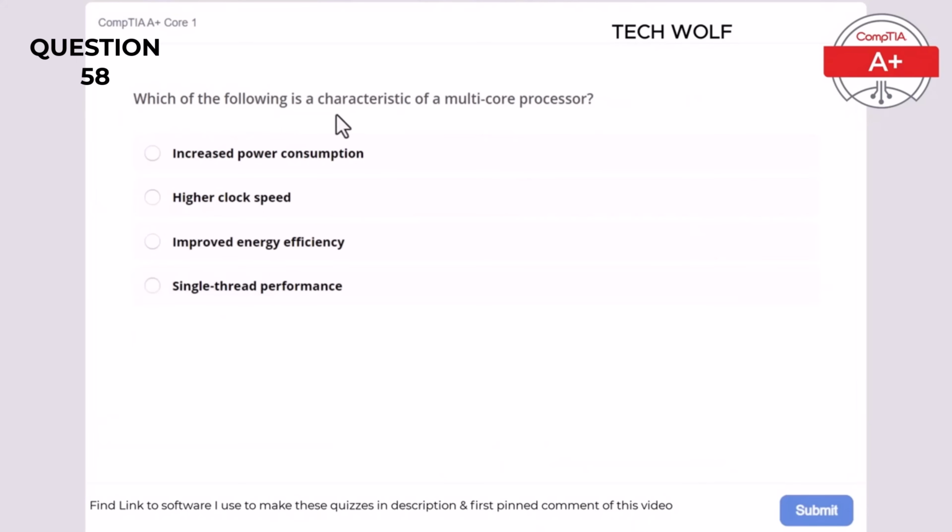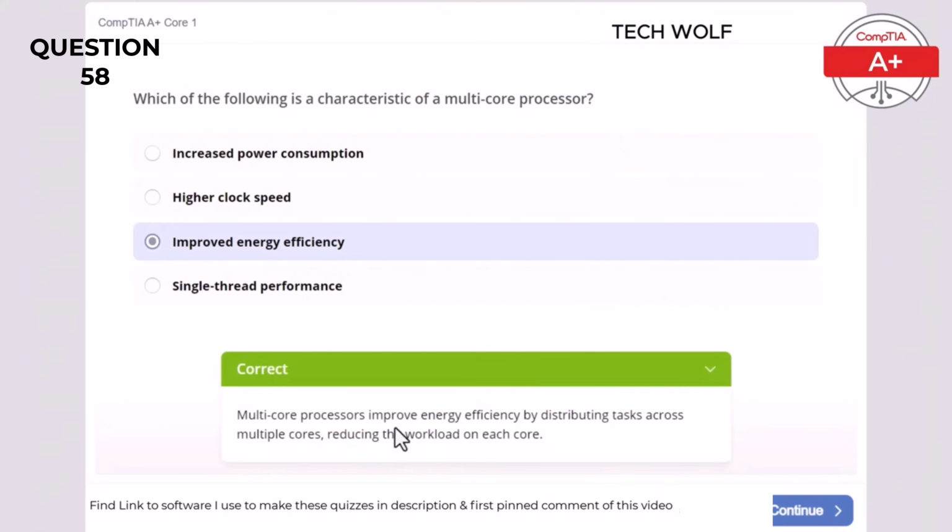Which of the following is a characteristic of a multi-core processor? Increased power consumption, higher clock speed, improved energy efficiency, or single-threaded performance? And the correct answer here is improved energy efficiency. Multi-core processors improve energy efficiency by distributing tasks across multiple cores, reducing the workload on each core.